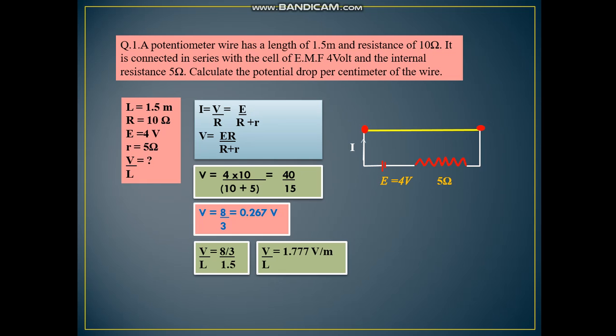Substituting, we get V upon L is 1.777 volt per meter. But look at the question. It is asked as calculate the potential drop per centimeter of the wire. So converting meters to centimeters, we get V upon L as 0.0178 volt per centimeter. Let's take the next question.